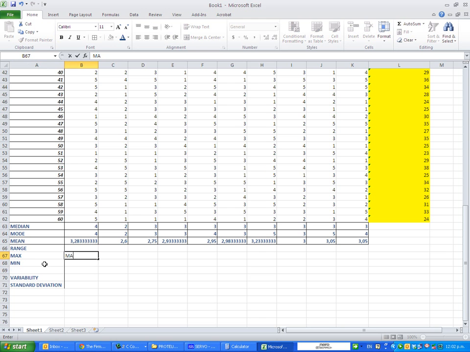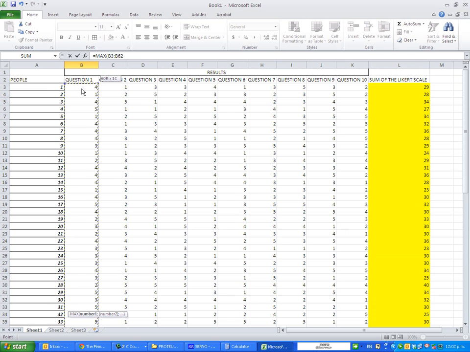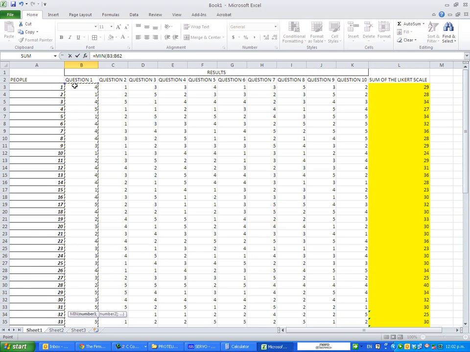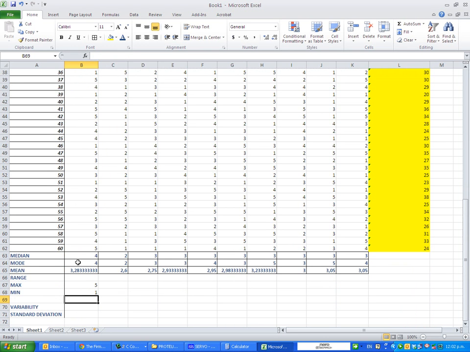Okay, so as I said, max, so we know what's the max number. We select the questions. The min number is the minimum number of the set of numbers. Now, we know that it's 5 and 1. The min and the max are always going to be the same.